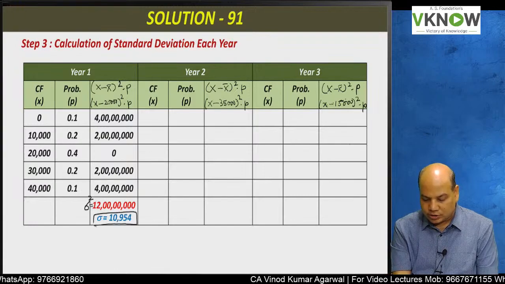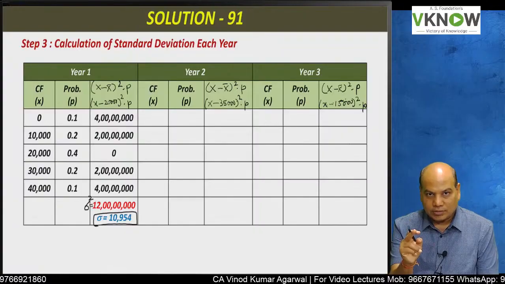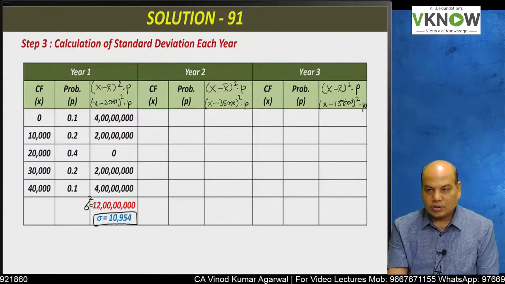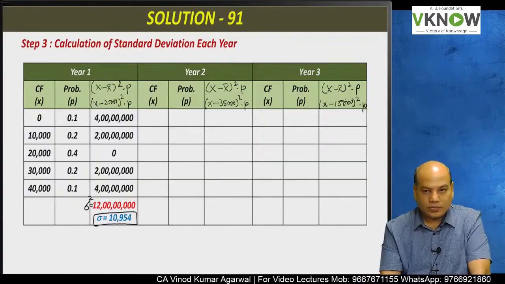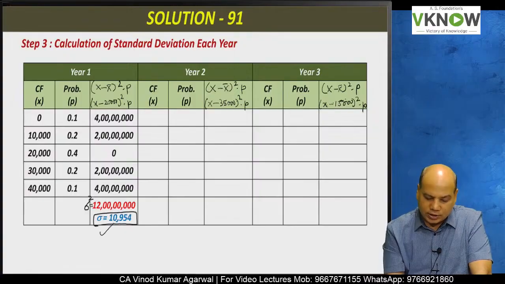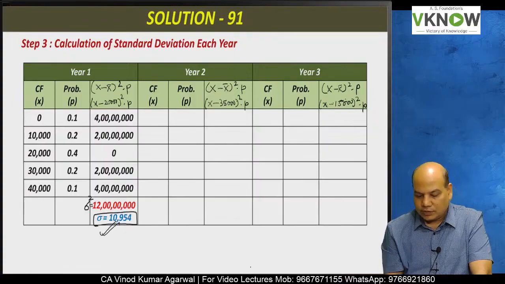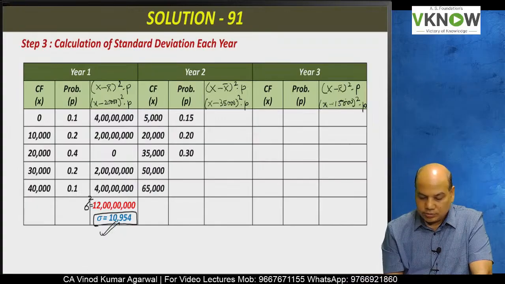Therefore for the standard deviation, take the number 12 crore on the calculator and press the square root function. You will get 10,954. Please check if it is right. Anybody who got it right?